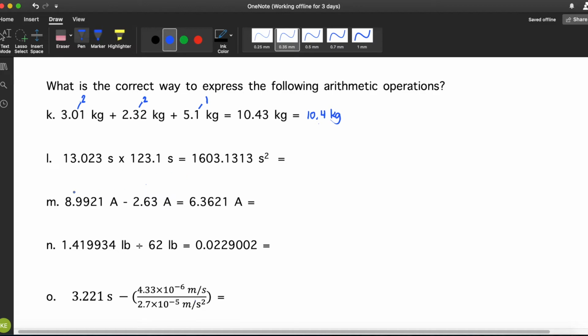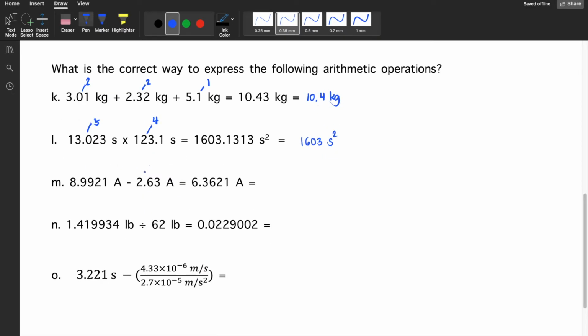This number here has 1, 2, 3, 4, 5, so it has five significant figures. While this one has 1, 2, 3, 4, so four significant figures. So your result must have 4 significant figures. Therefore, our final answer would be 1,603 seconds squared.